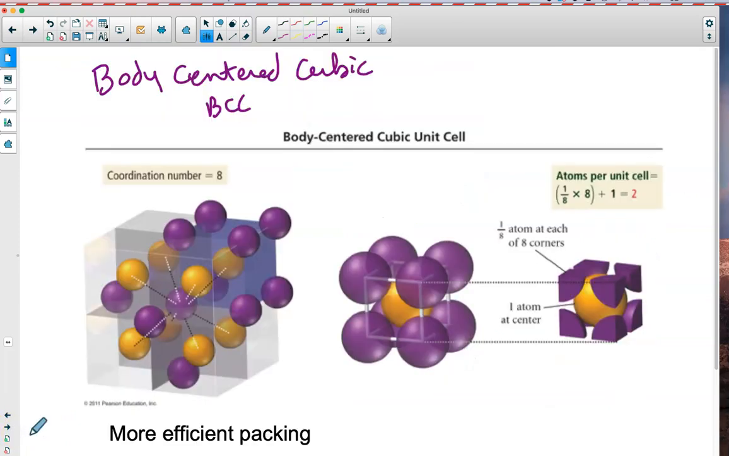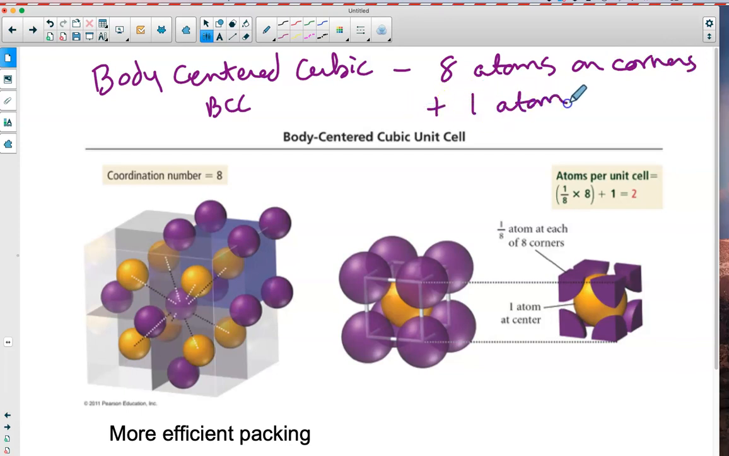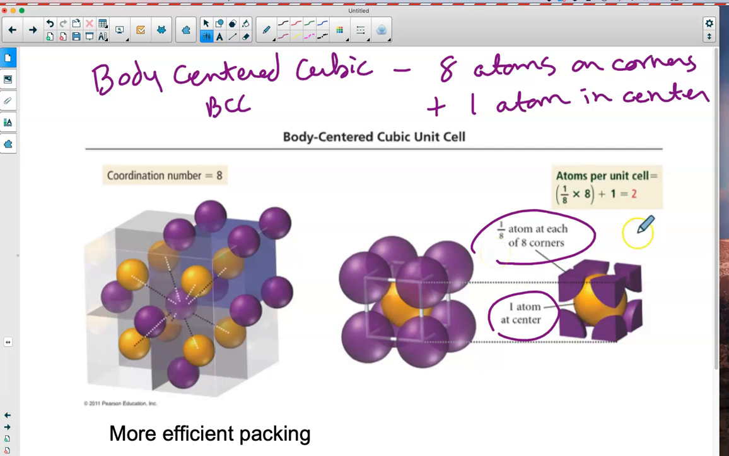The next type of cubic unit cell is a body-centered cubic cell, shown here. And this has, again, the 8 atoms on the corners. But now we have one atom in the center. So you can see now that there's 2 net atoms, because there's the one that's in the body center and the 8 on the corners that contribute an 1/8. So that gives us the 2 net atoms per unit cell. This is more efficient packing. It's up to 68%, and there's a lot of elements that pack in this way.